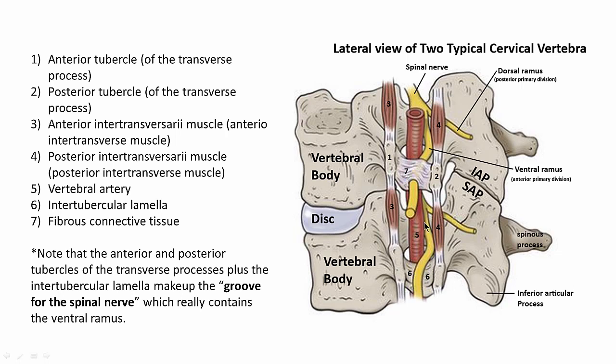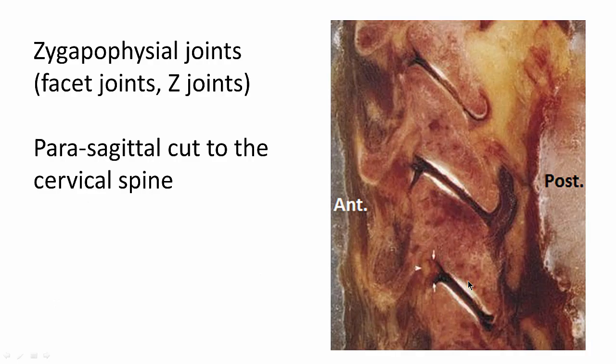And the whole trough, again, what are we calling that? The neural groove of the transverse process is the whole ball of wax. You can see a nice inferior articular process. Okay, I don't need to go over this anymore.